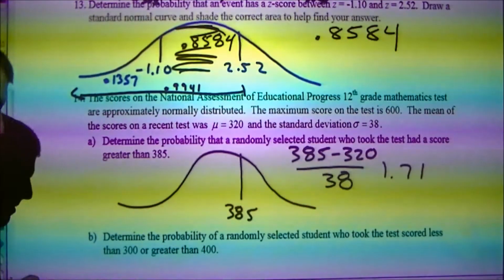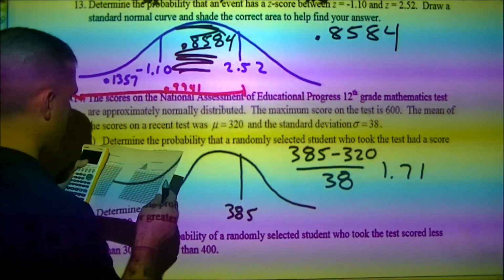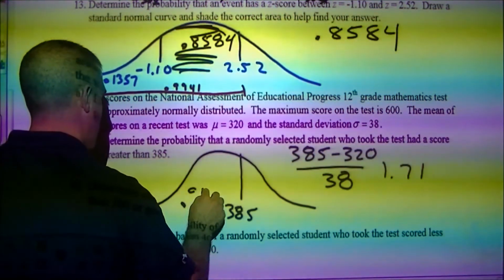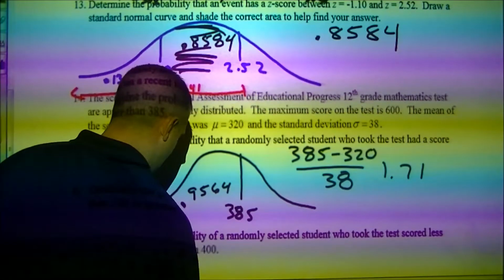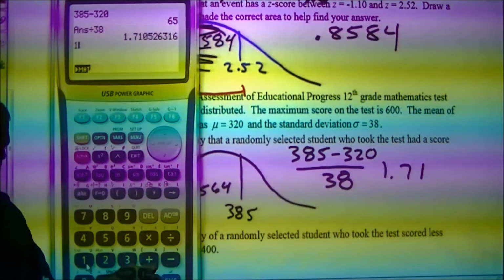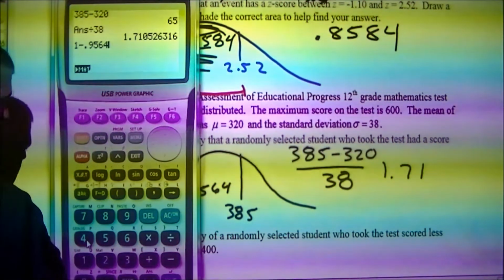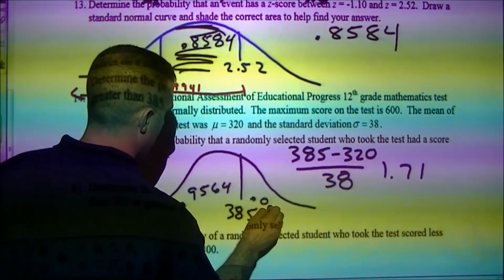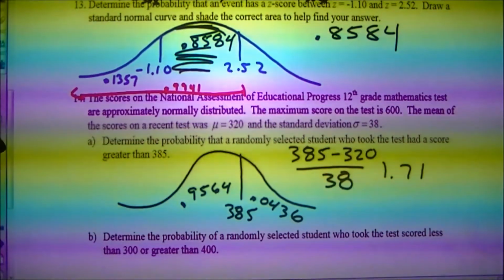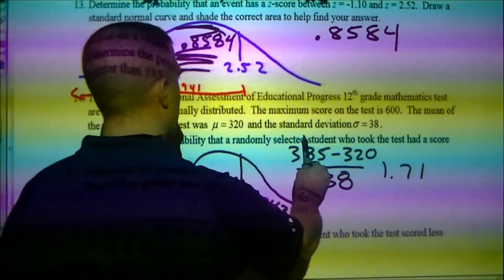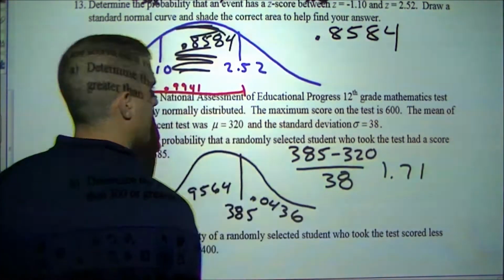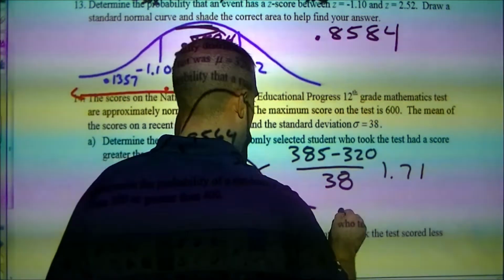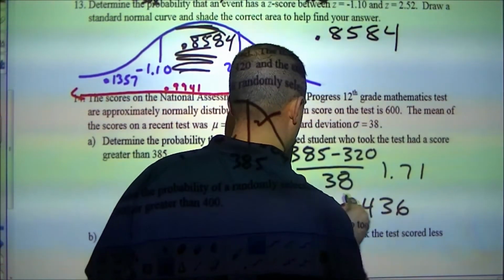If I go to my z-chart and find 1.71, that's 0.9564 on this side. To figure out what would be on the other side, I can do 1 minus 0.9564, which is 0.0436. Now I analyze the question: it asks for the probability of a score greater than that. The greater side is over here, so my probability is 0.0436.